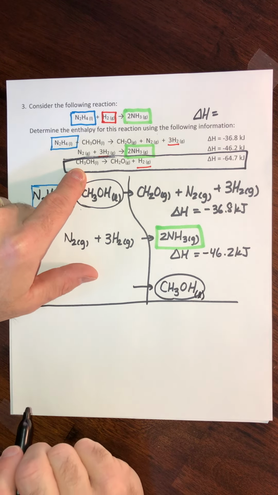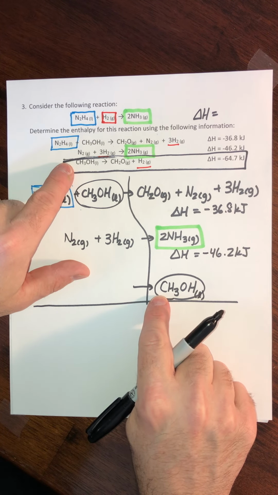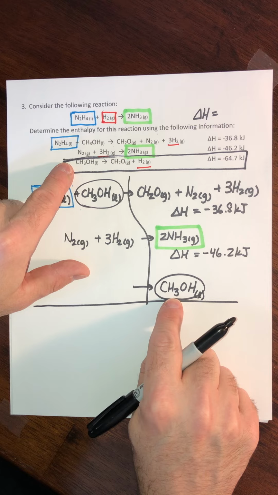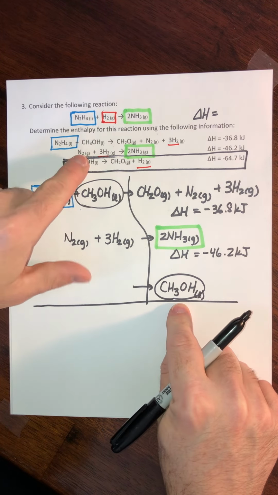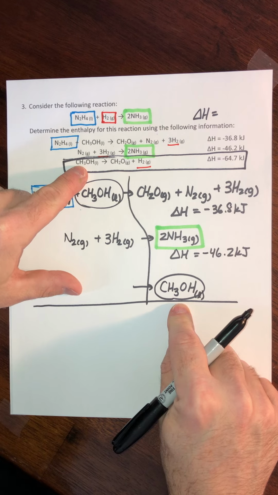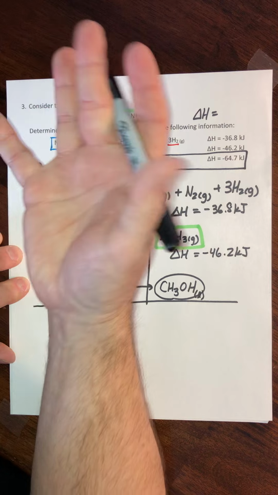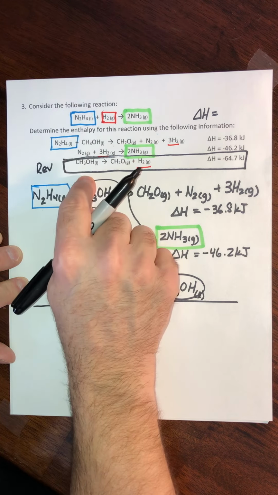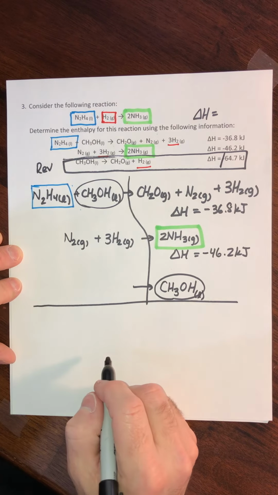Don't forget your states. Now, it has the right number. I need one of them, and there is one. The location, though, is not right. I need it to be here on the product side, so that way they'll cancel. But in this equation, it's on the reactant side. So what I'm going to have to do is take this and reverse it. If I reverse the equation, I have to reverse the sign. It was negative, it becomes positive.